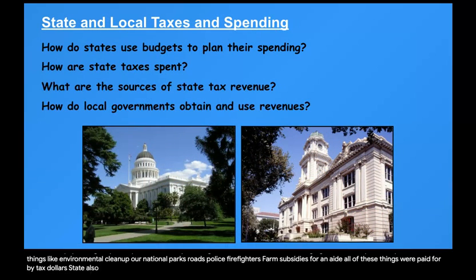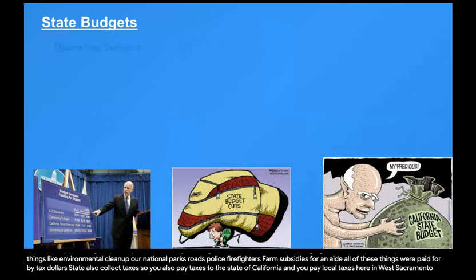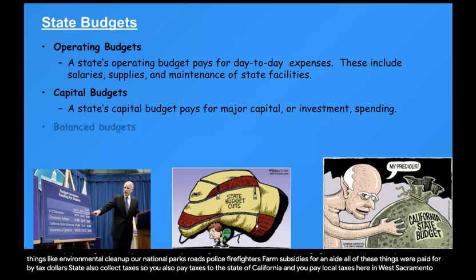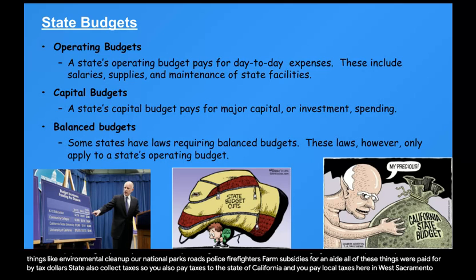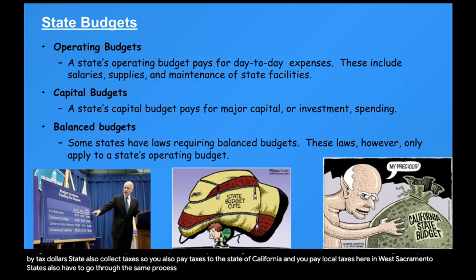States also collect taxes, so you also pay taxes to the state of California, and you pay local taxes here in West Sacramento. States also have to go through the same process. States also have a budget. The state legislators write that budget and get to decide how they're going to spend their money.